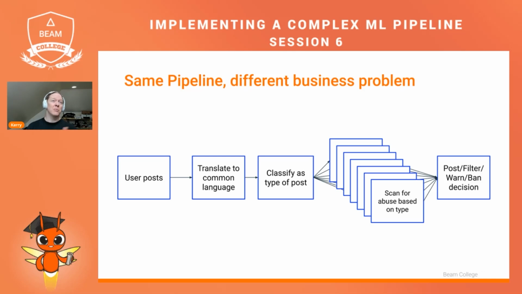And then the output of all these models, though, is the same. It's a recommendation for what you do with the post. Do you allow it to be posted? Do you filter part of it? Do you warn the user? Do you ban the user? All of these different fine-tuned models can take the same input and provide the same output.